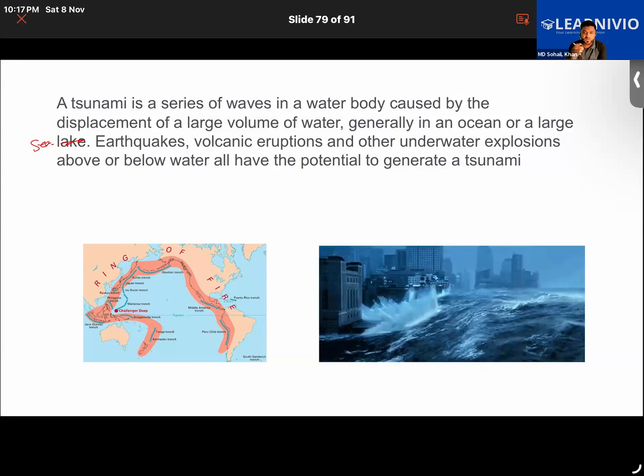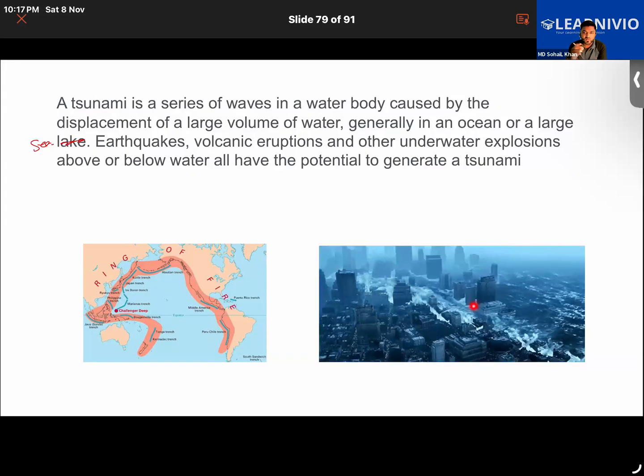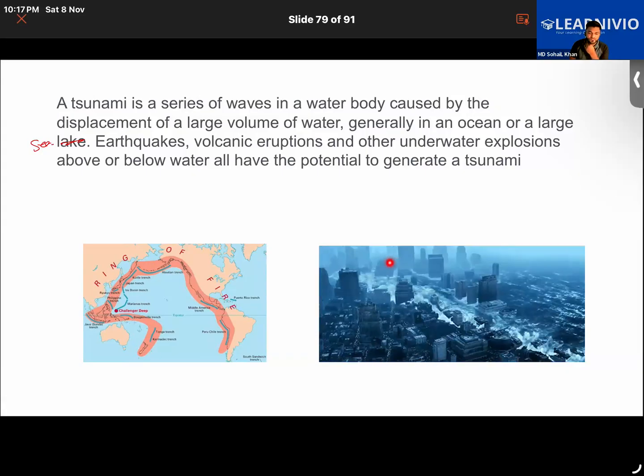So when a tsunami hits a coastal area, there'll be loss of so much life and property. Then the tsunami will lead to rainfall also, right? And it will lead to rainfall over here also.